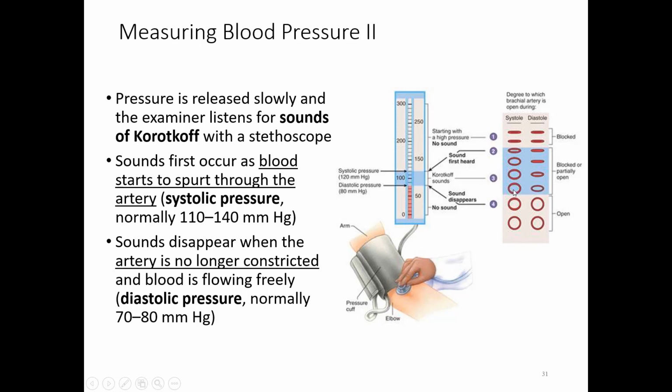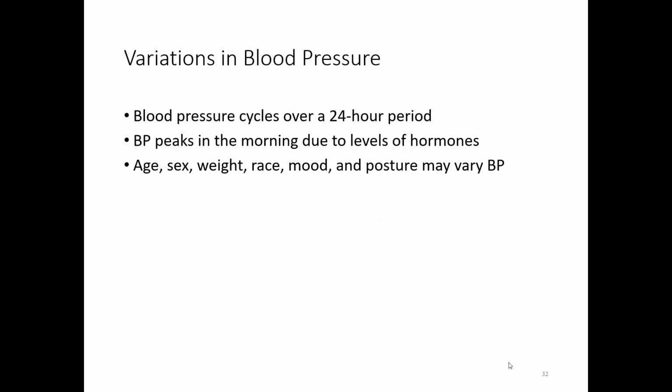pressure. When the brachial artery stays open, no longer constricted during the diastole, it's called diastolic pressure, and normally it's 70 to 80 millimeters of mercury, while systolic pressure shouldn't be more than 110 to 120. 140 nowadays is considered to be a little bit too high for a normal blood pressure. But you still can find it in many medical books.